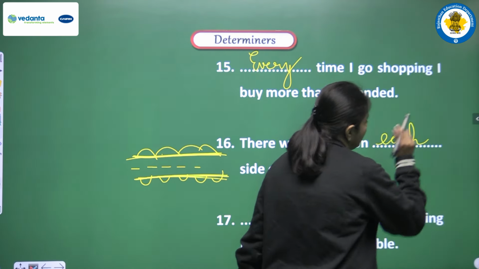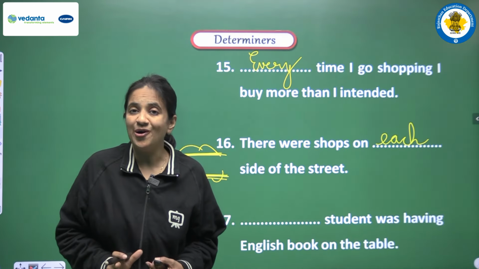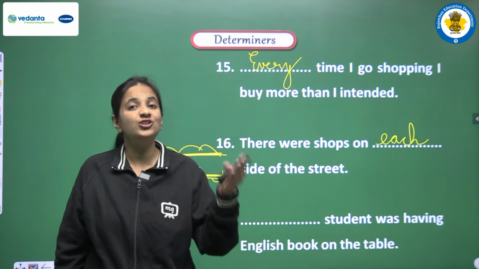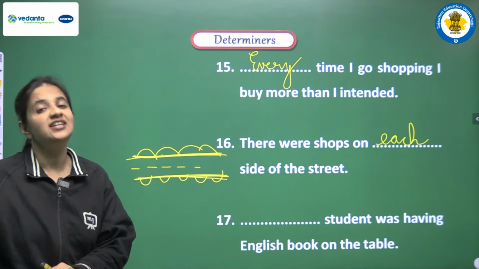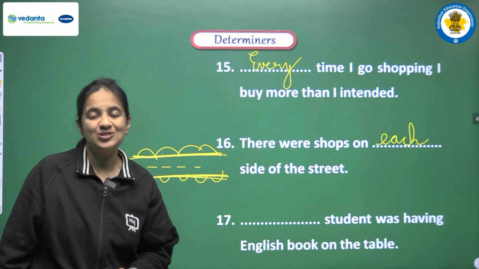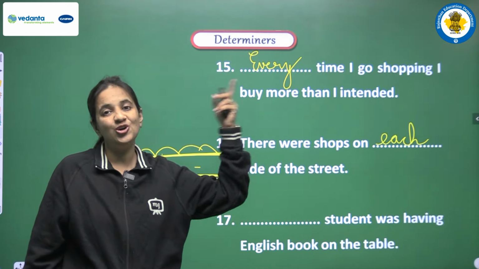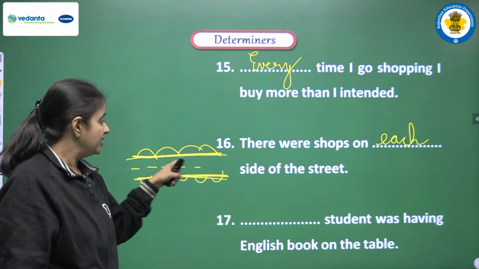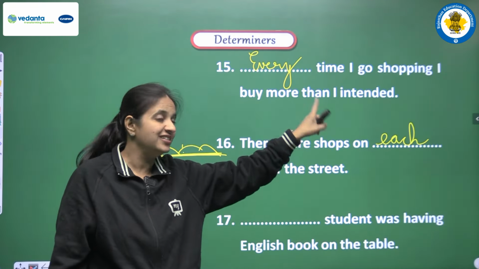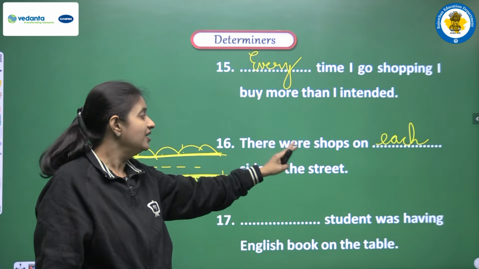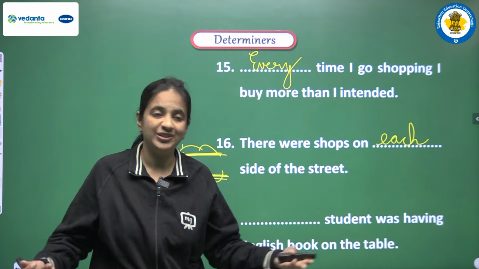Because we have discussed earlier that each is used to show two or more things, and every is used to show three or more things. And we all know that one road has two sides. So when we have to indicate two sides, our answer will be each, because each is the word used to show two or more things, and a road has only two sides, left or right, and this is the reason our answer is each. The complete sentence will be, there were shops on each side of the street, or we can say road.